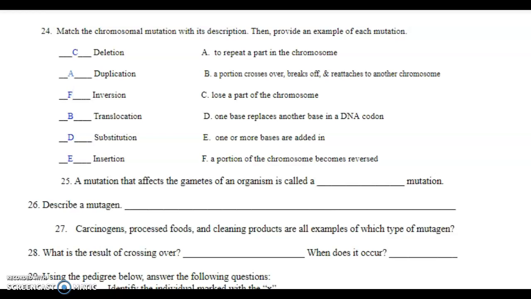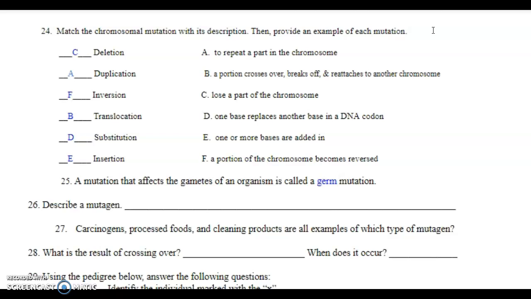25 says a mutation that affects gametes of an organism. That is called a germ mutation. Remember, germ cells, gametes, sex cells, egg, sperm, those are interchangeable. So a mutation that affects the gametes, we call that a germ mutation. It affects the germ cells. Gametes and germ cells are the same thing, referring to those egg and sperm.